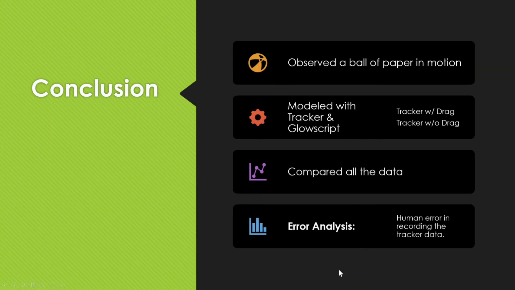In conclusion, we observed a ball of paper in motion. We modeled that with Tracker and GlowScript, and we compared all the data. Some error could have been in human error, such as recording the Tracker data, and this has to be kept in mind.